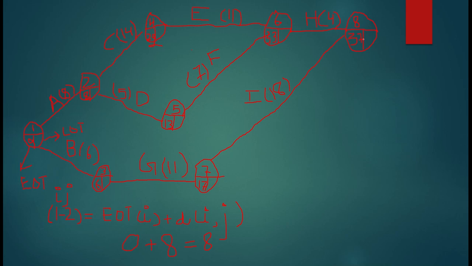Now I have to calculate the latest occurring time also, like how much delay is allowed. For that, I will go backward now. Earlier I was going forward, now I will move backward. So how am I going to do it? I will see the last activity. The earliest occurring time of the last activity is also its latest occurring time. So this is also 37.